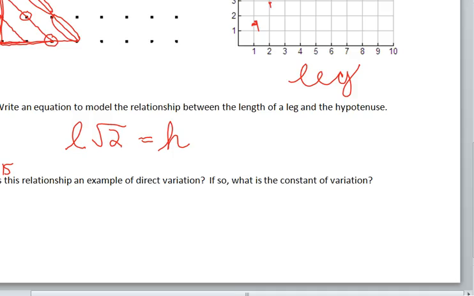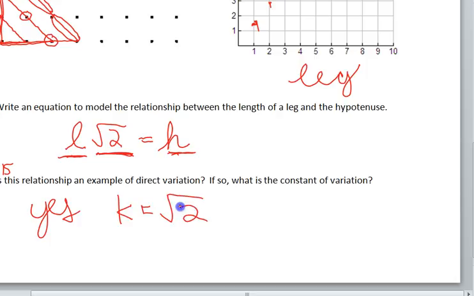Okay. So if we look back at our worksheet, does this look like direct variation? Yes. What is our constant of variation? The square root of 2 is our constant of variation because we have y, our hypotenuse, equal to a constant times x. So we write yes, and the constant of variation, k, is equal to the square root of 2.